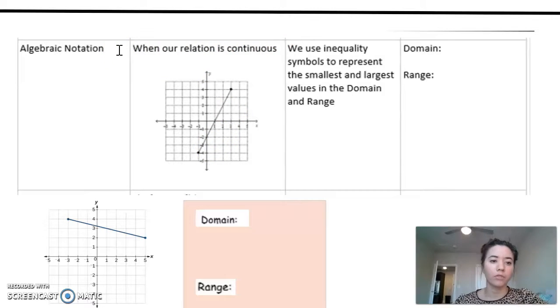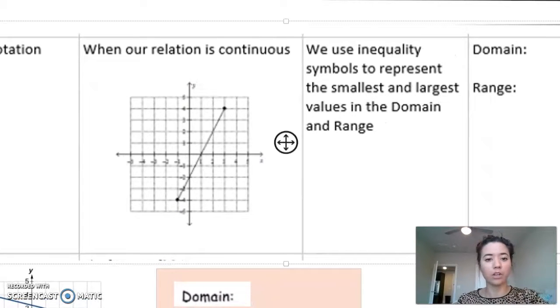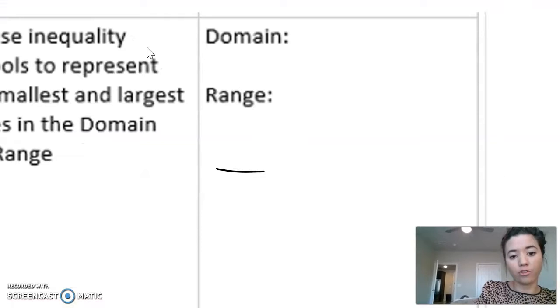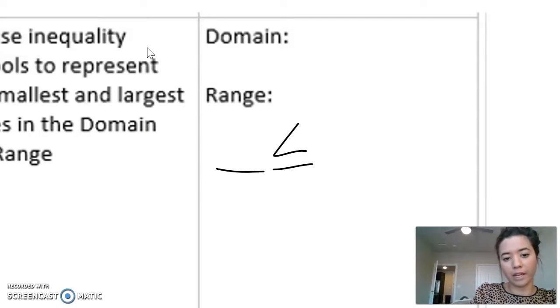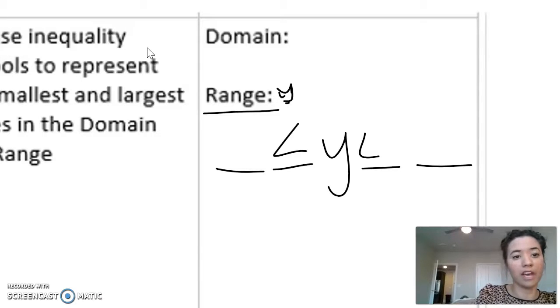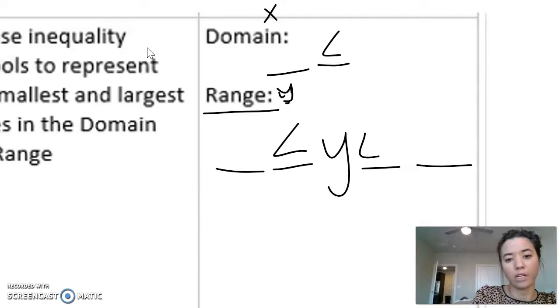This is what we use when our relation is continuous, a line. We use inequality symbols here to represent the smallest possible values and then the largest possible values. What this looks like: we usually have a number, our inequality sign. Range is all possible y values, so I'm going to put a y here in the middle, and then again a number goes on the end. Domain was all possible x values, so I'm going to have a number, my inequality sign, x, inequality sign, and then another number.